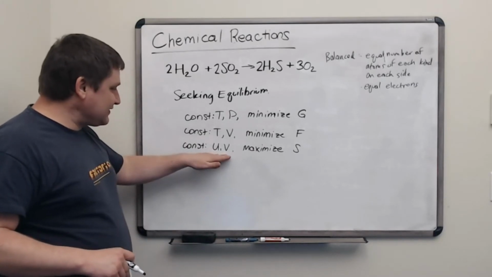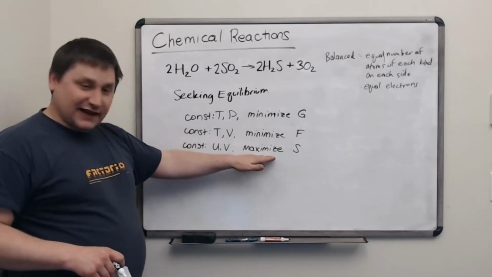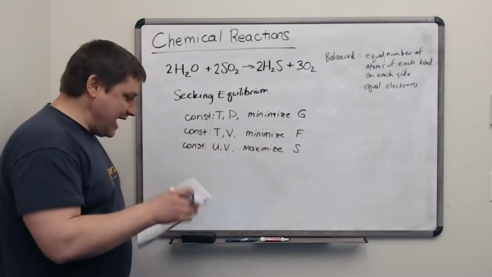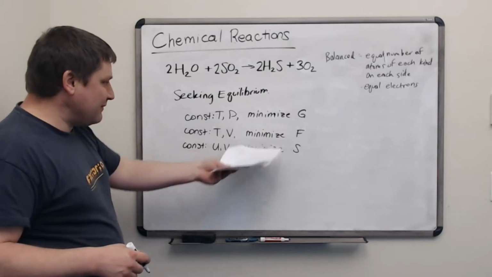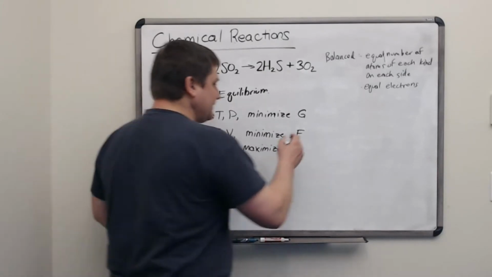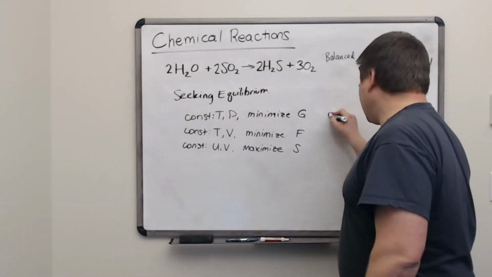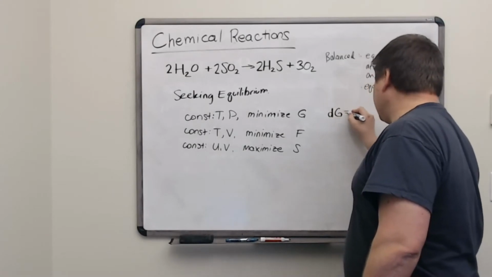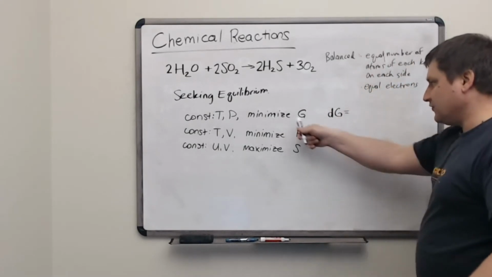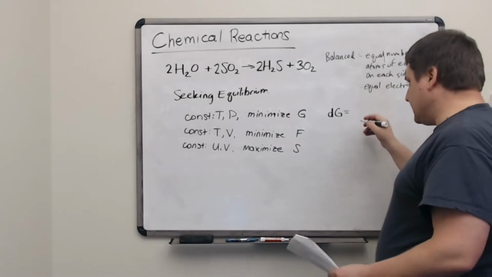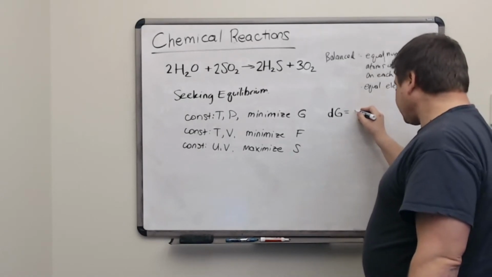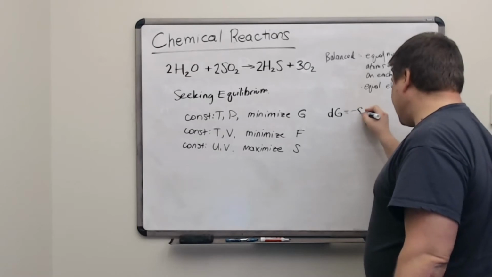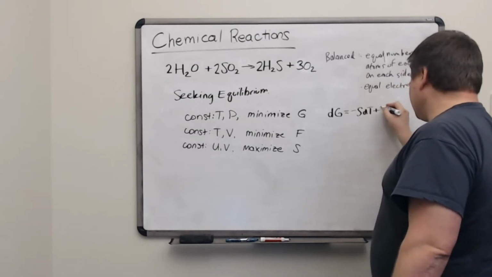But in this situation, we know from the second law we want to maximize our entropy, S. So what does it mean to minimize G, minimize F, or maximize S? Let's take a look at what we could do to change the Gibbs energy in this first line. dG, remember the fundamental identity, is equal to minus S dT plus V dP.